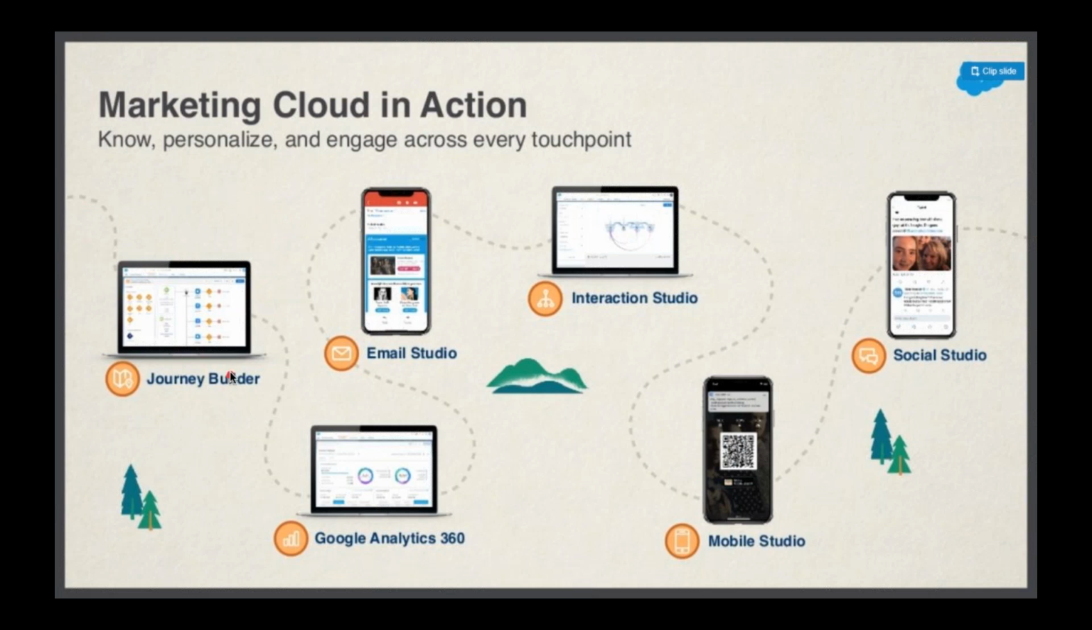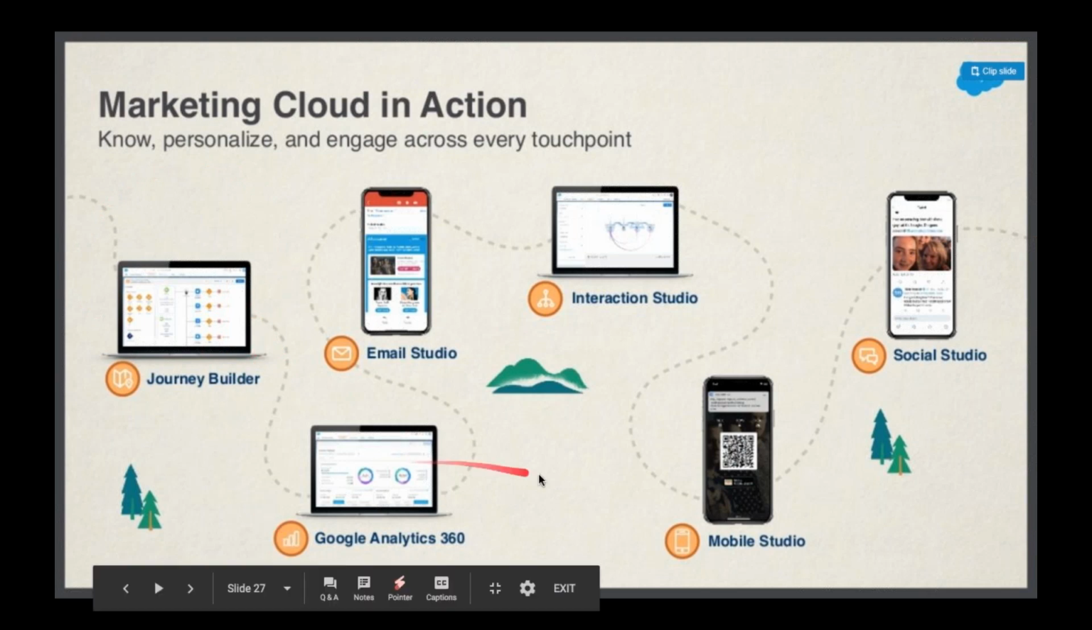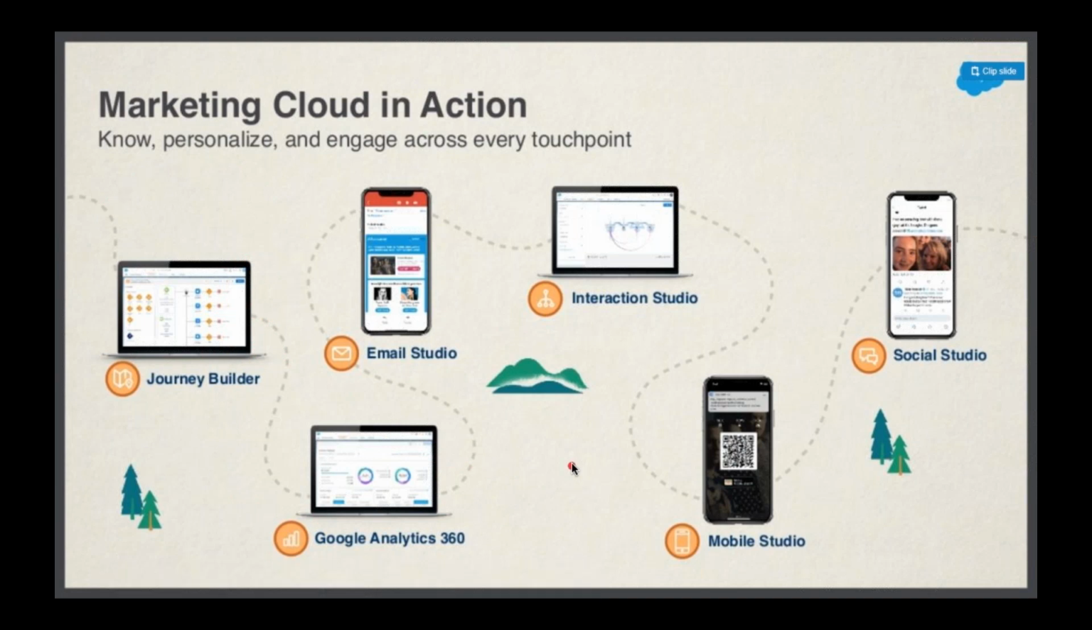So here you see how the journey goes. So you start with Journey Builder. Okay, you create the first content, the emails, the first connection to this customer. After this, you go to Google Analytics, and with its help you see what the retention rates are, who's opening your emails, who's not, what each person likes, what they don't like.